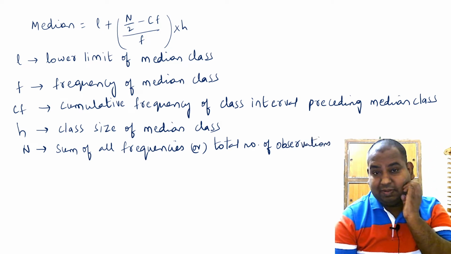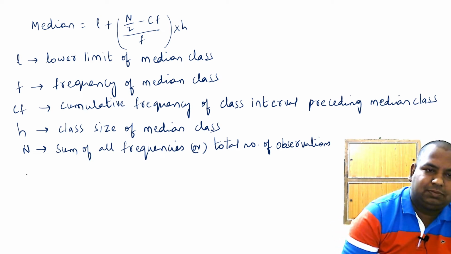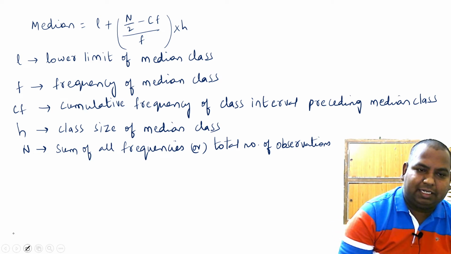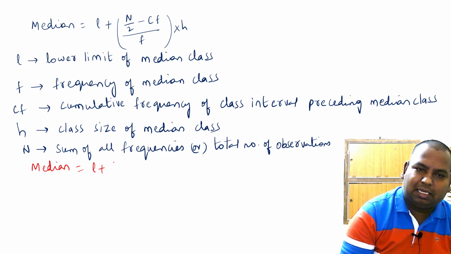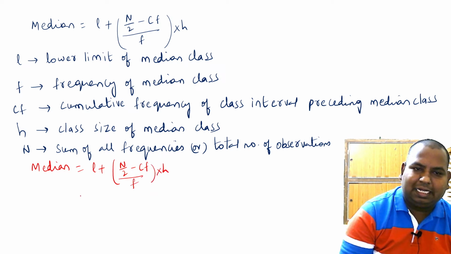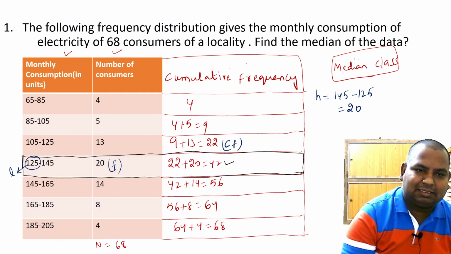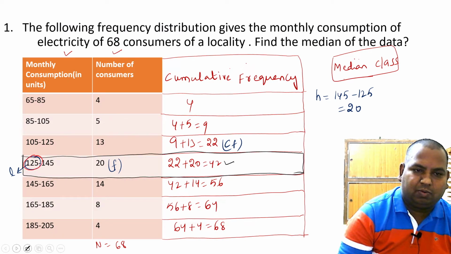Now you substitute the values in the formula to get the median. Median is equal to, what is the formula? L plus n by 2 minus Cf by f into h. L is, what is the lower limit of the median class? It's 125.